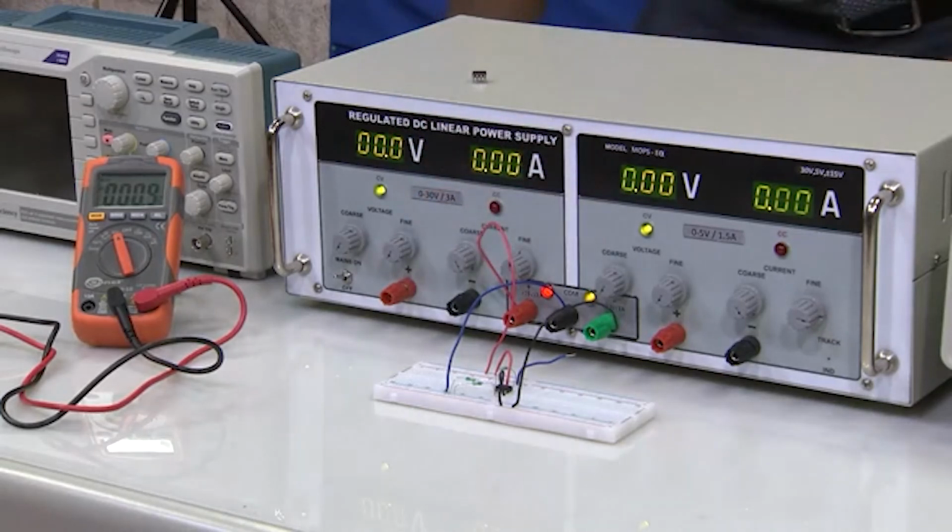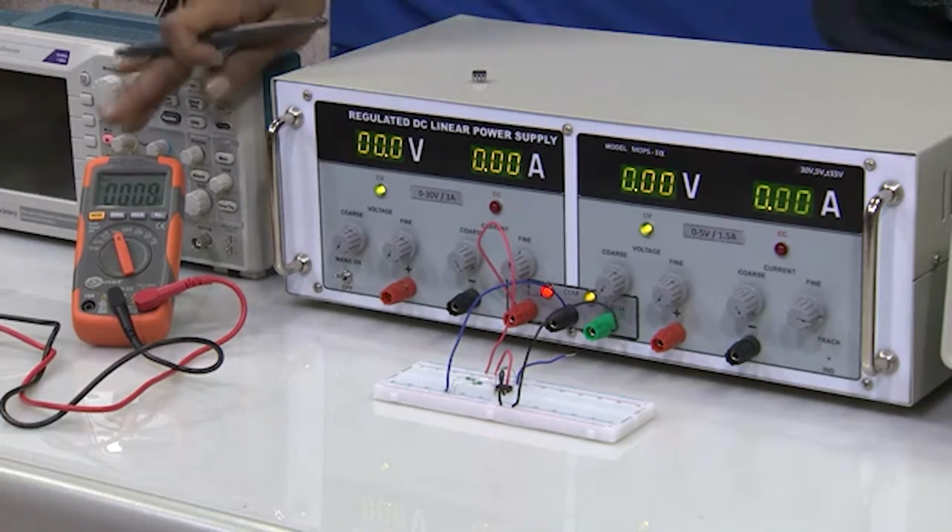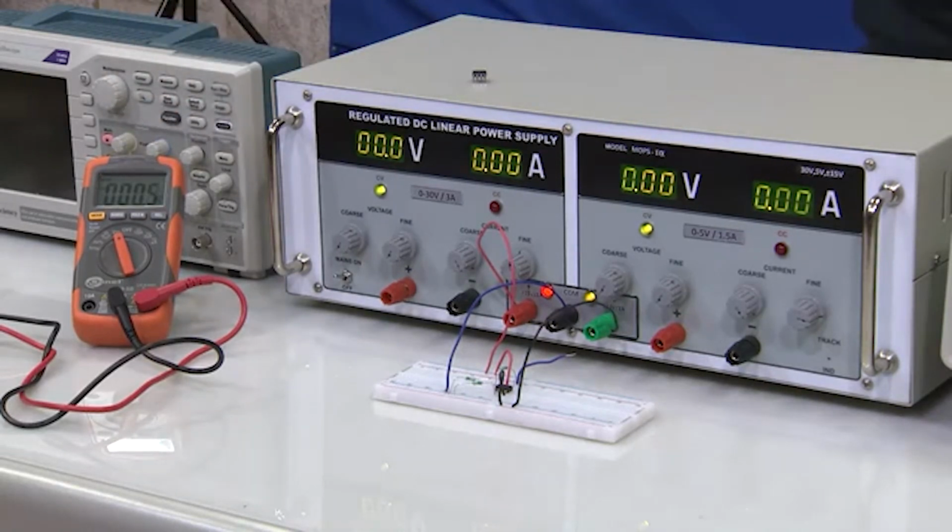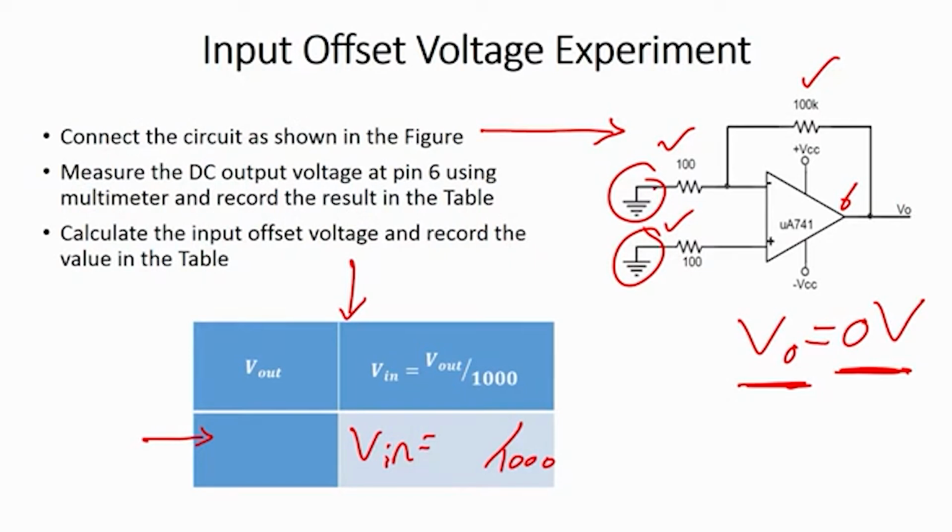Thus, if we get 7.6 millivolts using the multimeter, and I put the same value in the table on the screen, then I can write 7.6 divided by 100, and that will be my Vin. That means this much voltage at the input I have to apply to make my output 0. Easy, right. So, now you can do these experiments at home: input bias current, input offset current, input offset voltage.